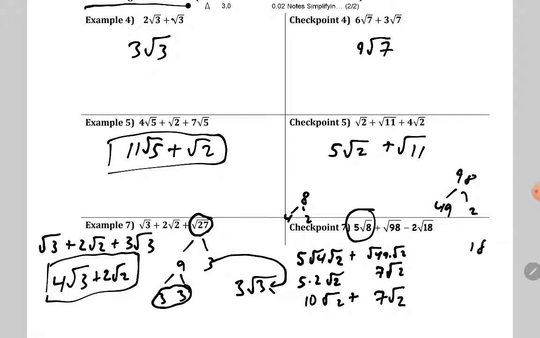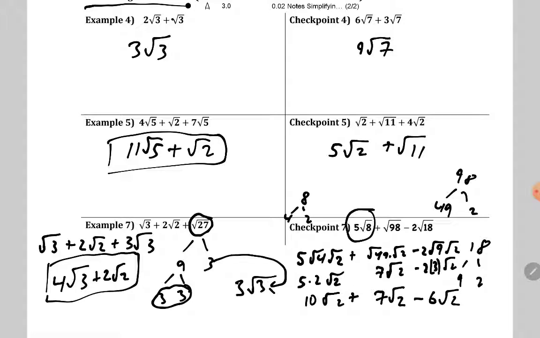And then 18 breaks down into 9 and 2. So we have minus 2 times the square root of 9 times the square root of 2. So that would be minus 2 times 3 times the square root of 2. So this would be minus 6 root 2.